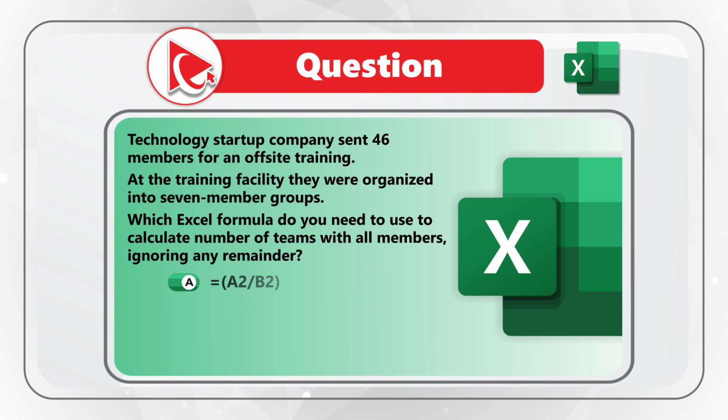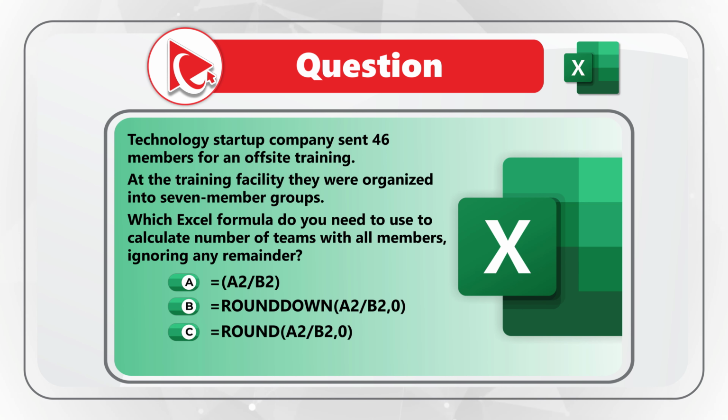Choice A, divide cell A2 by B2. Choice B, you use the ROUNDDOWN formula and supply A2 divided by B2 as the first argument, and as the second argument you supply 0. Choice C, you use the ROUND formula and then supply A2 divided by B2, and as the second argument you supply 0. And last but not least, you use the ROUNDUP formula, and then in parentheses you supply the division of A2 by B2 and the second argument as 0. Take a close look to see if you can come up with the answer.